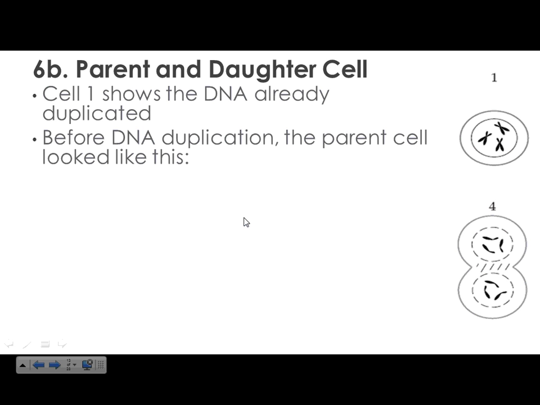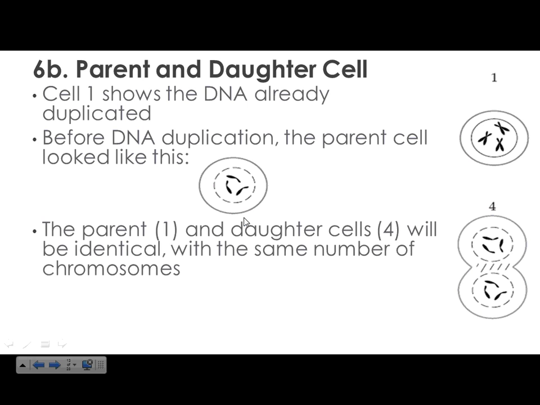So if we were to look at cell 1 before duplication, it would look like this. So here we see that we have 3 chromosomes. The parent and daughter cells are identical. They have 3 chromosomes, same chromosome number in each.